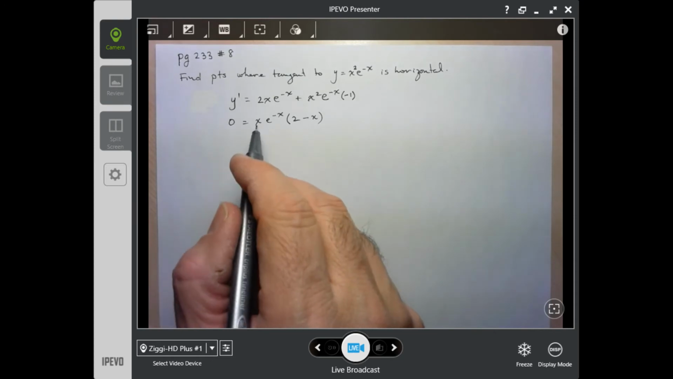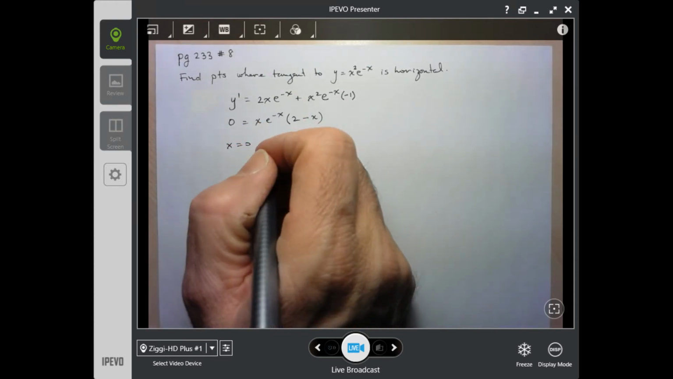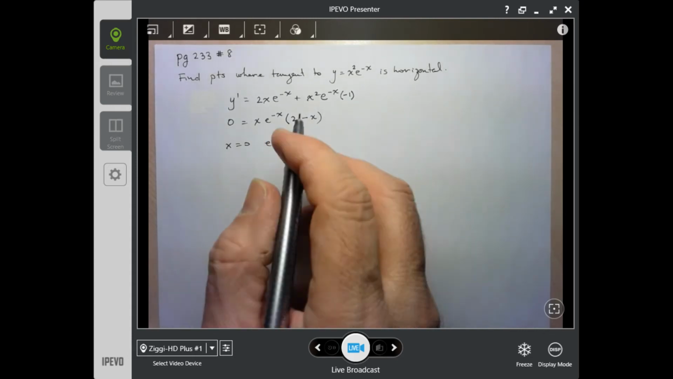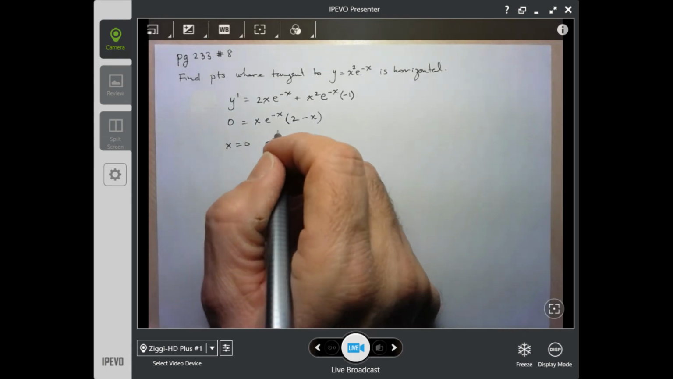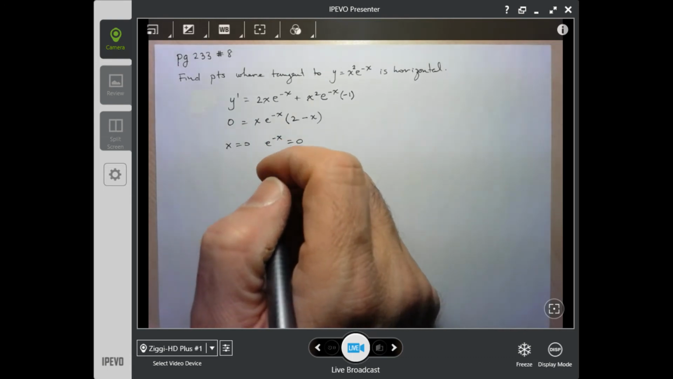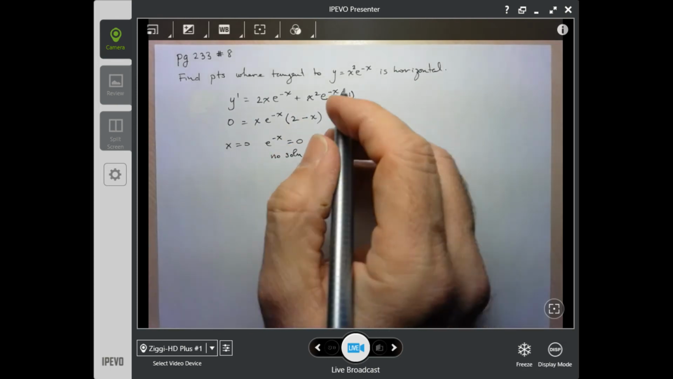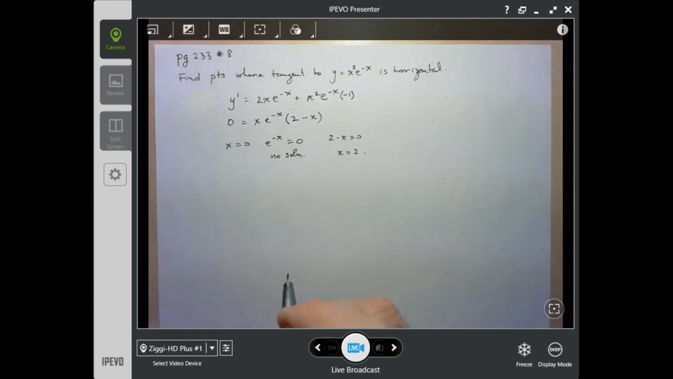So what's the first possibility? Well, if x is equal to 0, the whole thing will be equal to 0. E to the negative x could be equal to 0, but this is where we remember that this can't happen. An exponential function is never equal to 0. So from here, we have no solution. Okay, and lastly, 2 minus x could be equal to 0. In other words, x is going to be equal to 2.